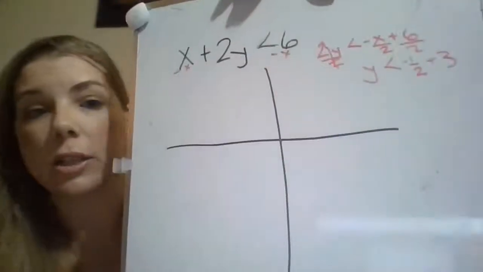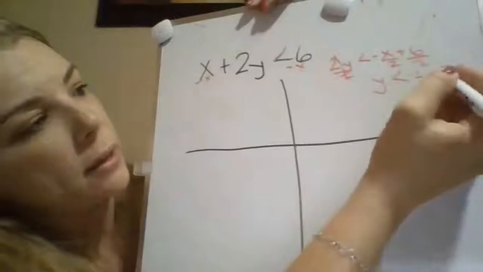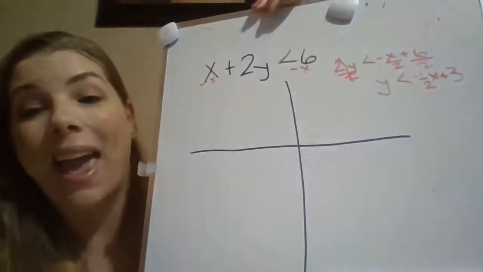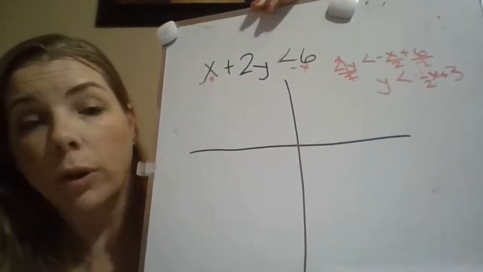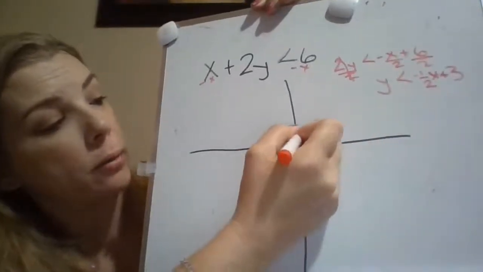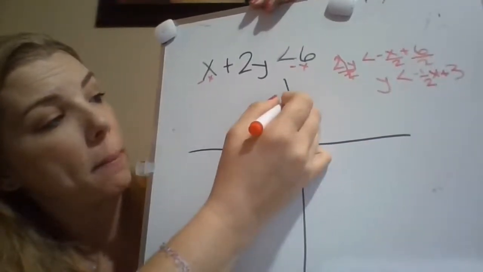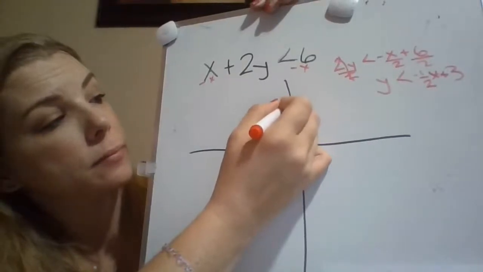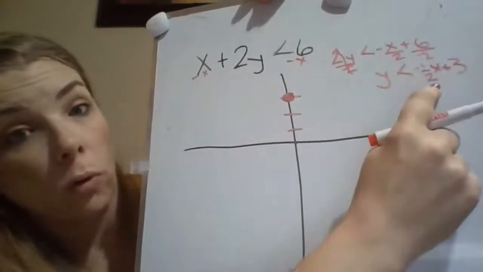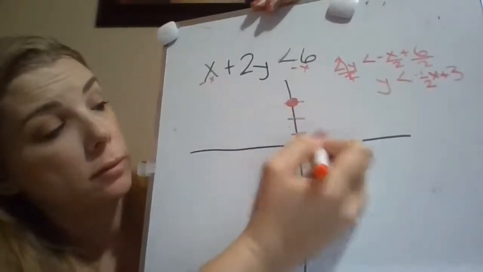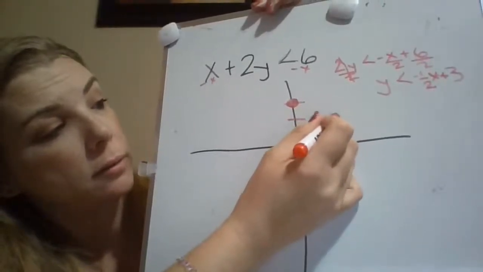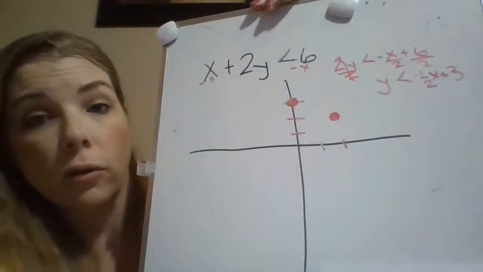Okay, so now we need to graph this. It's y and x. Okay, so when we graph these, we want to go to the y-intercept first. So I'm going to go up 3. 1, 2, 3. Make a dot. Okay, now I'm going to go down 1 over 2. So down 1, over 2. Make a dot. Okay, so far those should be okay.